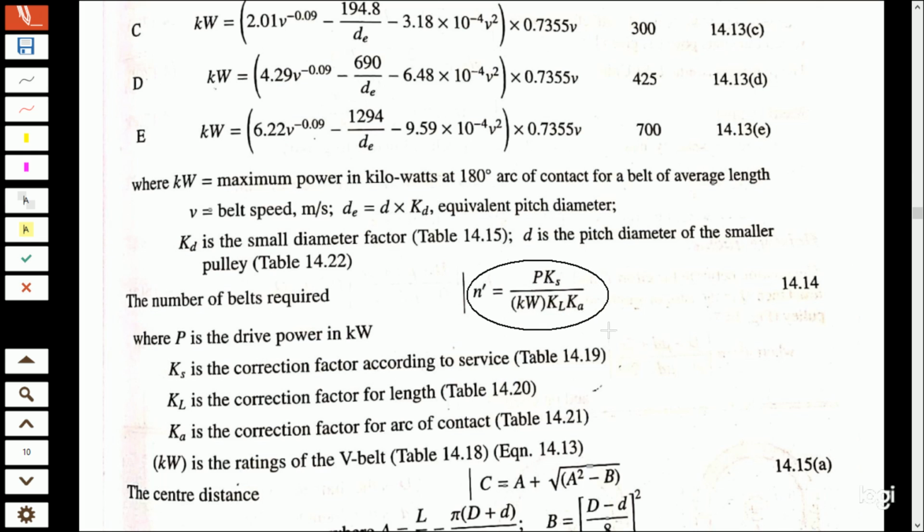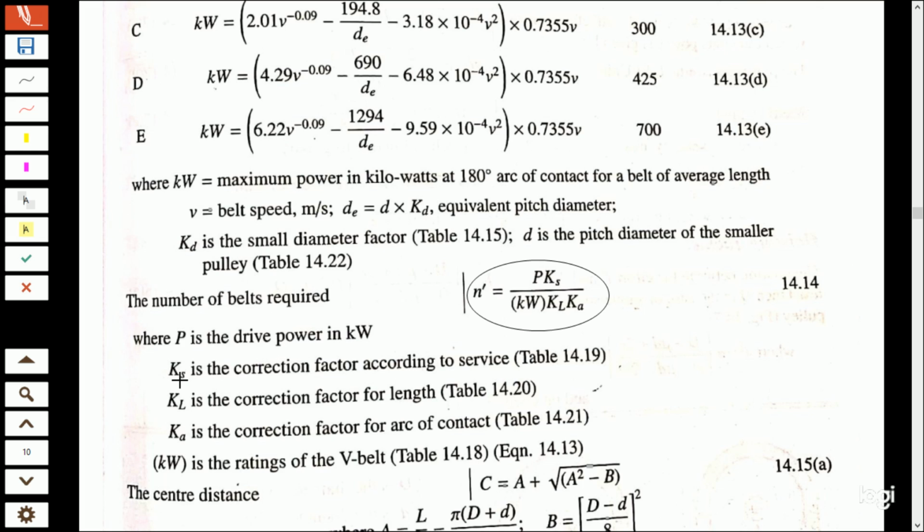This is the equation that we are going to use. In this equation, capital P is there. What is capital P? Capital P is the power which is given in the question. In this question the power is given as 9 kilowatt, so that value is readily available with us.